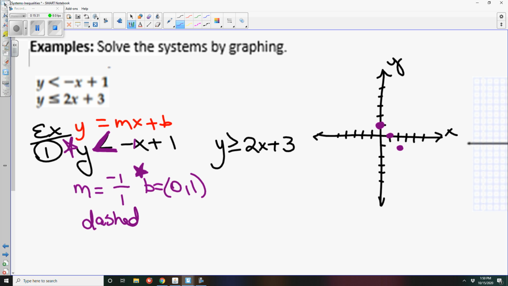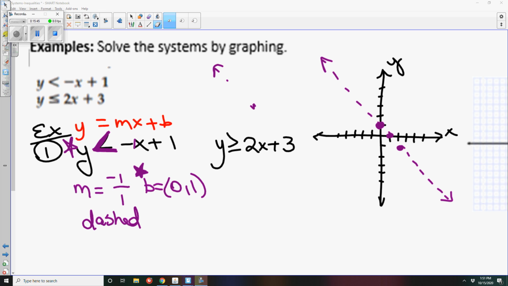And now I'm just going to make a dashed line over here. There's many ways to make a dashed line. You can, like I do, just kind of dot it out. You can also make a solid line and then go back through with your eraser and make little marks in it to make it look like it's been dashed. So a couple of different ways to do it.